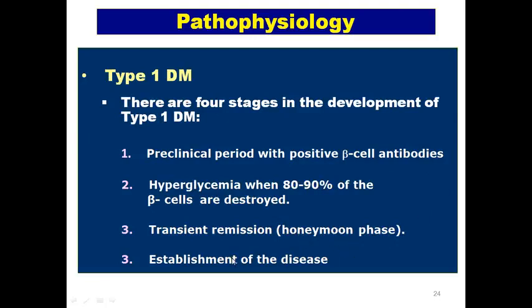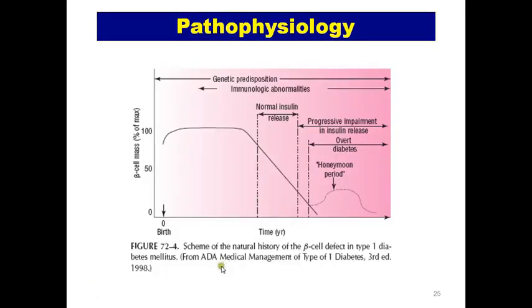And after that, the fourth stage is the establishment of the diabetes. So we can see this is the beta cell mass, which is 100% at the time of birth, and as the years pass, because of the genetic predisposition and immunological abnormalities, we start seeing a fall in this mass. The beta cell mass is going down, but still the normal insulin is being released, and the patient remains asymptomatic without any problem. He goes on in life.